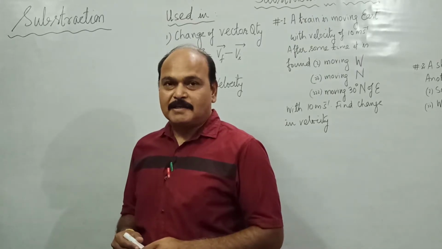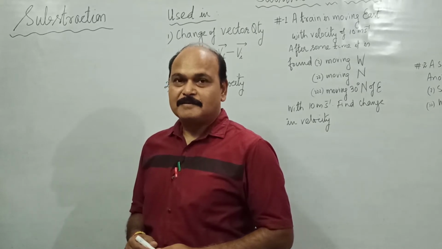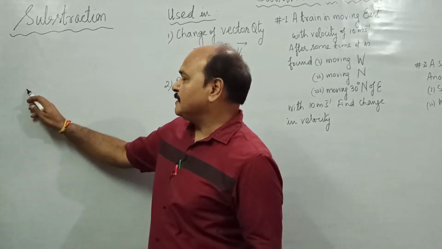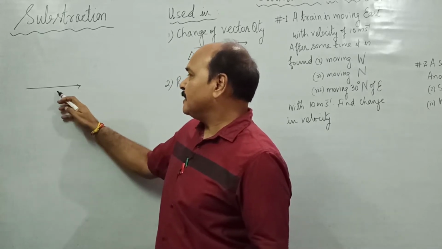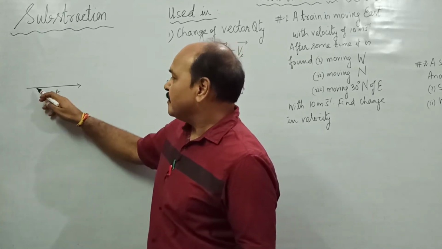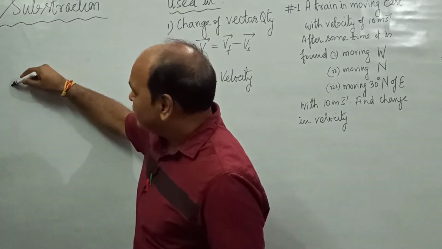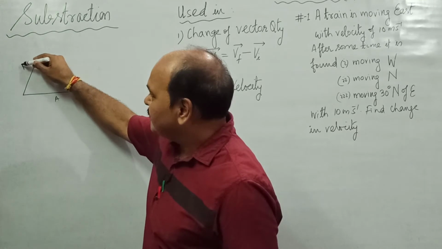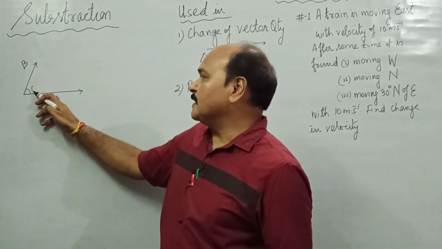So children, let us understand the technique of vector subtraction. Let us say these are two vectors, vector A and this is vector B. The angle between the vectors is theta.